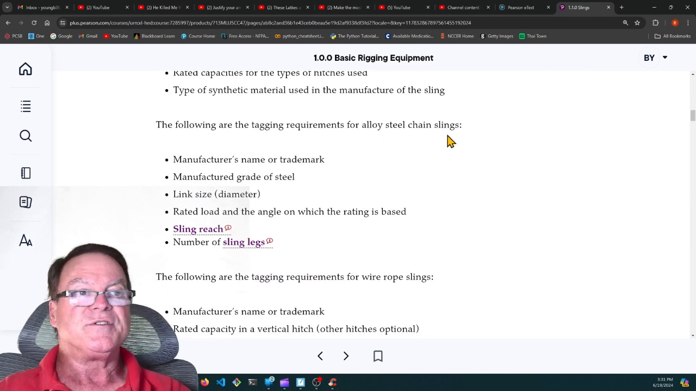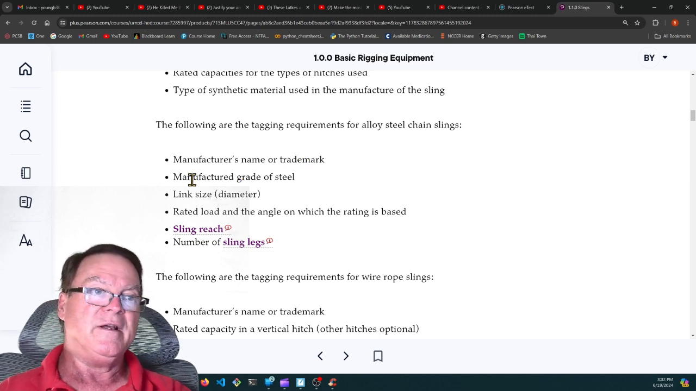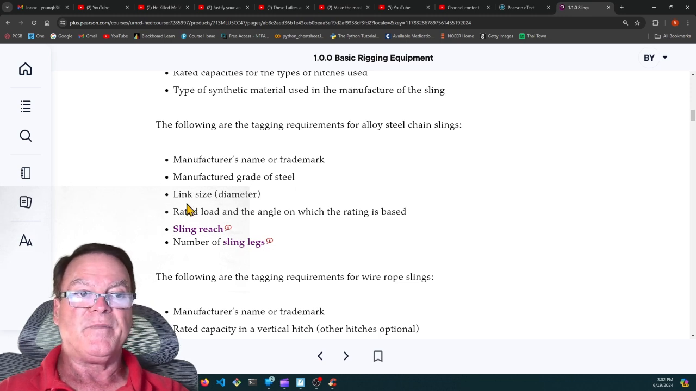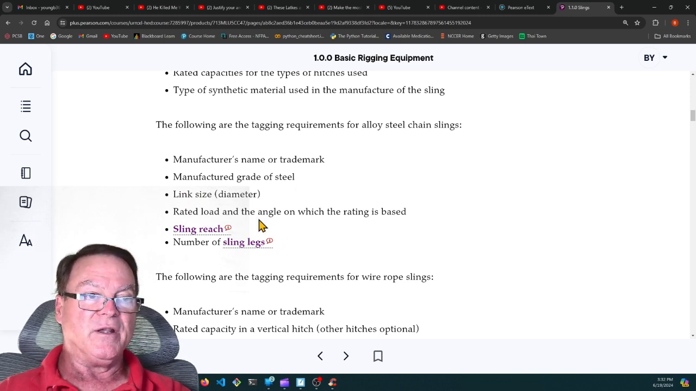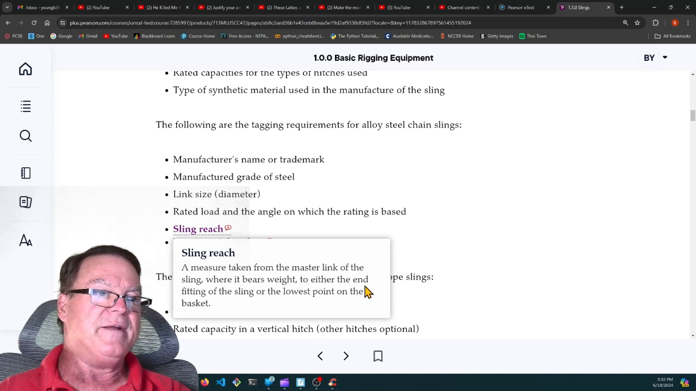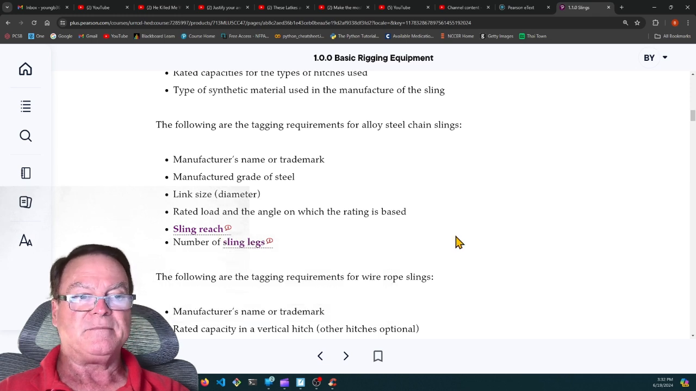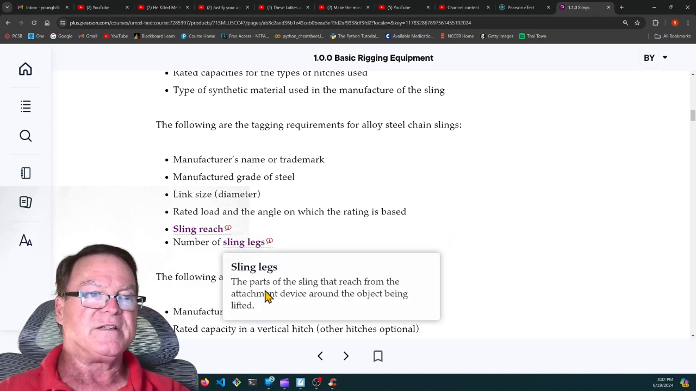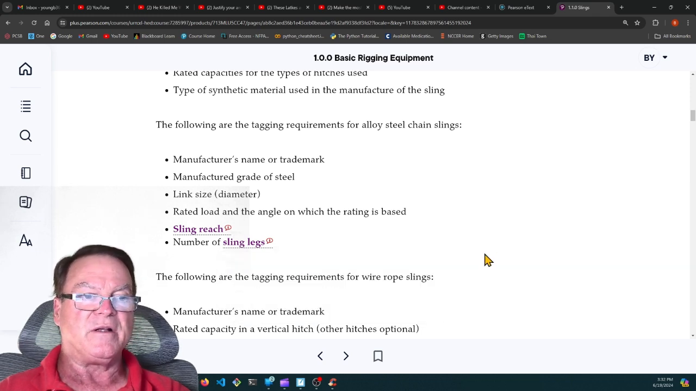And for alloy steel chains, the tagging requirements are the manufacturer's name or trademark, the grade of steel, the link size, the rated load, and the angle on which the rating is based, the sling reach, and the number of sling legs. The sling reach is a measure taken from the master length of the sling where it bears the weight to either the end fitting of the sling or the lowest point of the basket. Sling legs are parts of the sling that reach from the attachment device around the object being lifted.